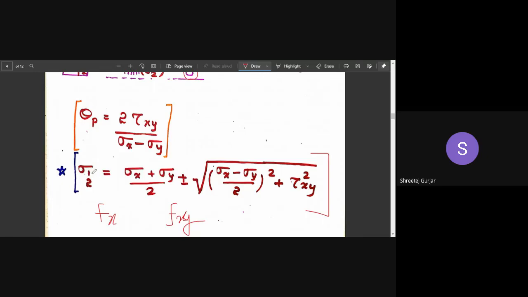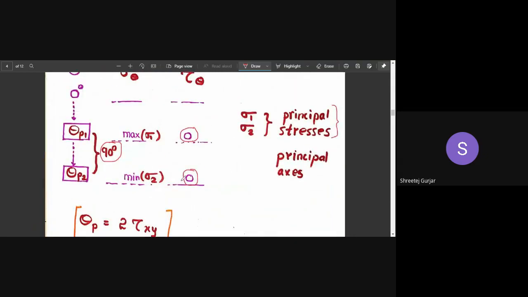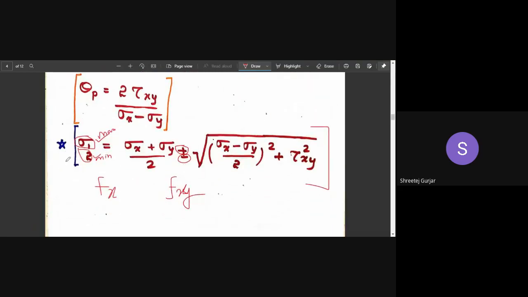Sigma 1 is the maximum principal stress. Sigma 2 is the minimum principal stress. If you use plus in this equation, it will give you sigma 1, and if you use minus, it will give you sigma 2. This is the maximum principal stress, and the second one is the minimum principal stress. Until here we had studied in the previous session, so we have this equation with us, which we will be requiring.